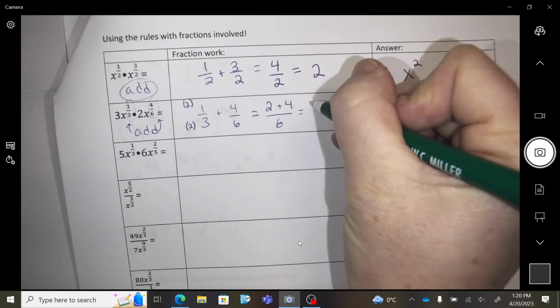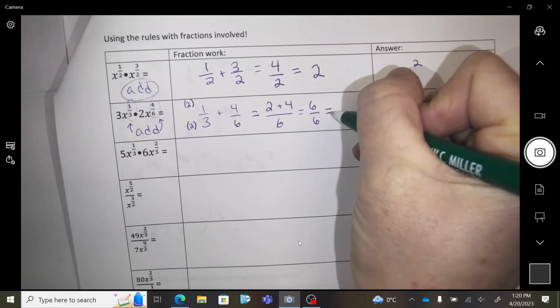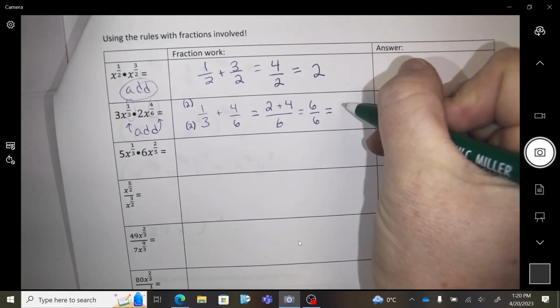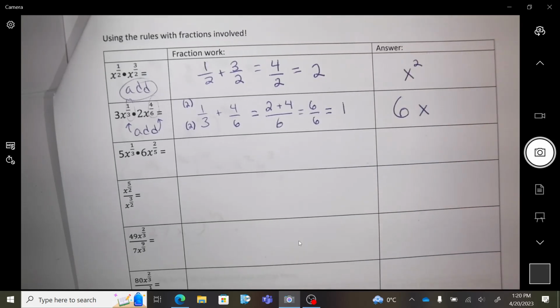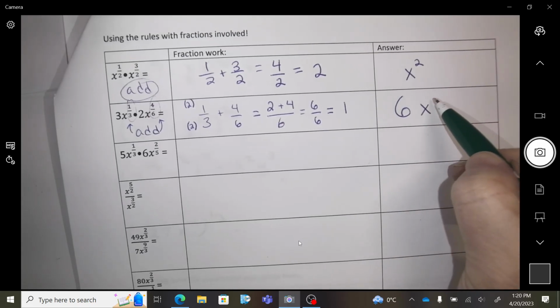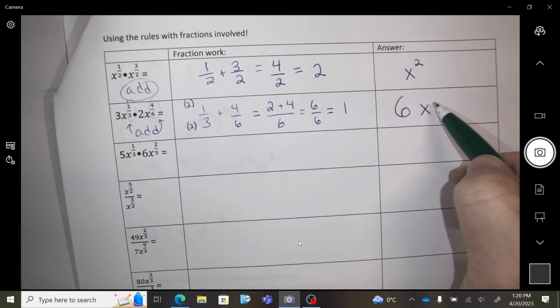So now when I add, I get a 6 over 6, which is a 1. Oh, look, I'm not even going to write it. I'm done. I'm just going to leave it. I don't need to write a little 1 there. If you did, it's not wrong, but it's not needed.